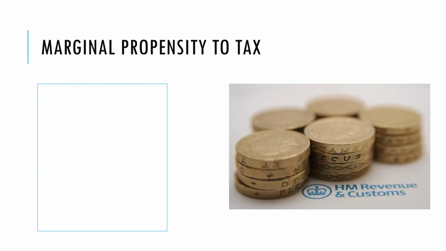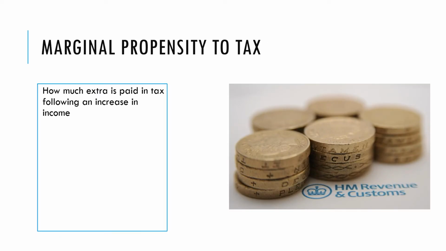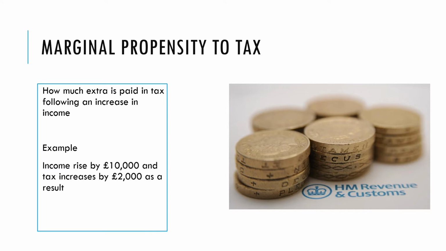The marginal propensity to tax. Again, how much extra is paid in tax following an increase in income? For example, if incomes rise by £10,000 and people pay £2,000 more in tax, the marginal propensity to tax would be 0.2, 20%. People are paying 20% of any extra income.